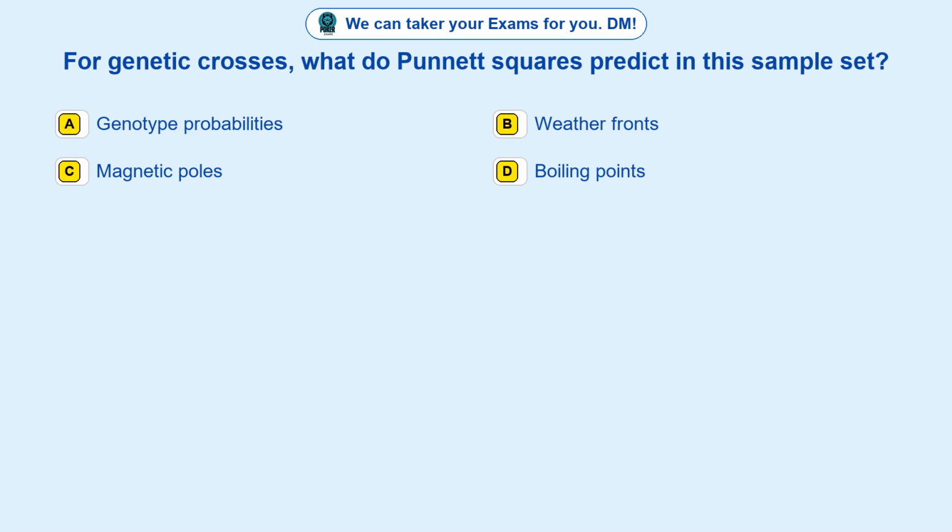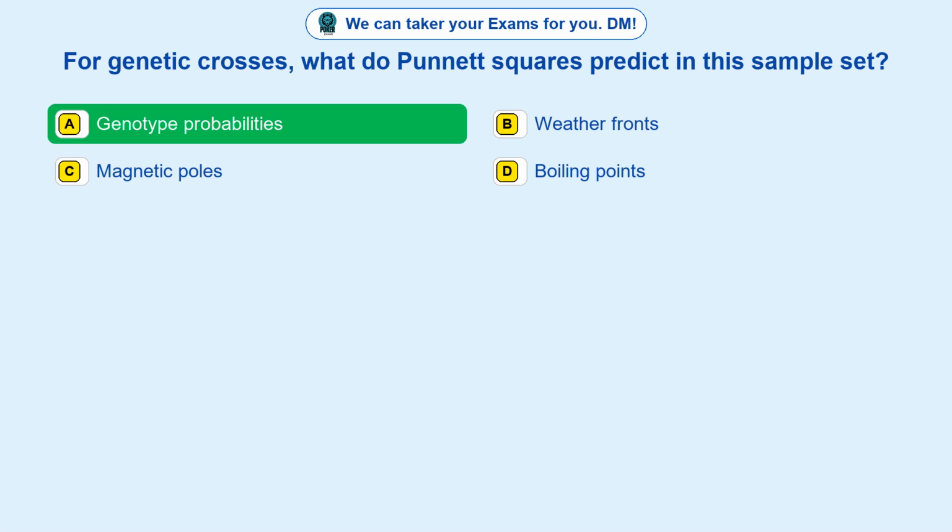Question 27. For genetic crosses, what do Punnett squares predict in the sample set? Option A, genotype probabilities. Option B, weather fronts. Option C, magnetic poles. Option D, boiling points. The correct answer is option A.